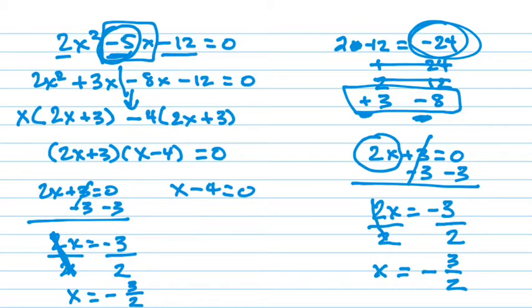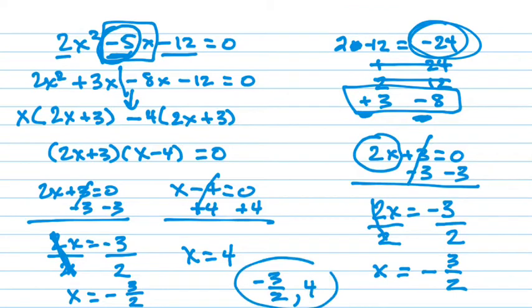X minus 4. The only thing I need to do to get the x by itself is move the 4. How do I move a minus 4? We add 4 on both sides, right? Which gives us x equals 4. So my two answers are negative 3 over 2 and positive 4.